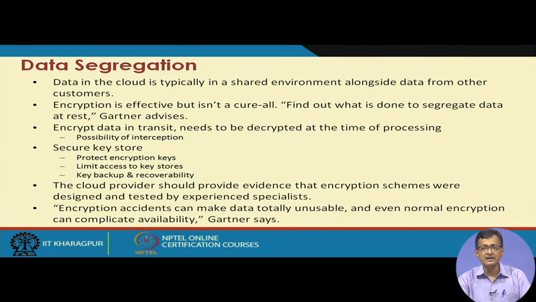Data segregation is another issue, pointed out by Gartner. The data in the cloud is typically in a shared environment alongside data from other customers. Encryption is effective, but it is not a cure-all type of solution. Find out what is done to segregate data at rest. Encrypted data in transit needs to be decrypted at the time of processing, another major issue.